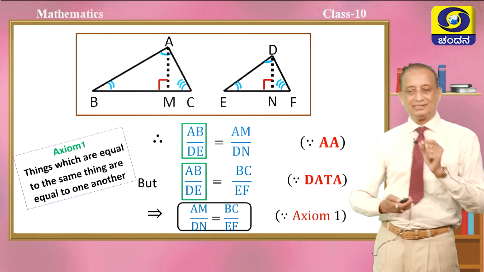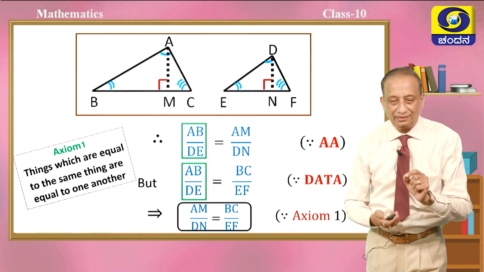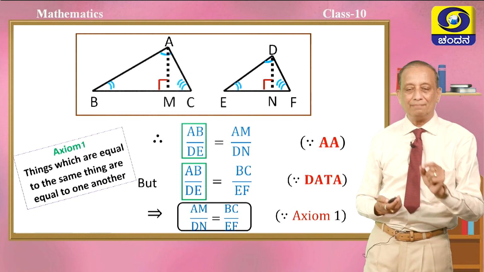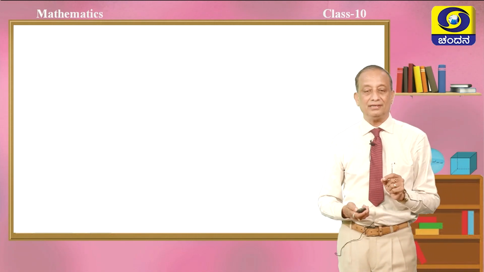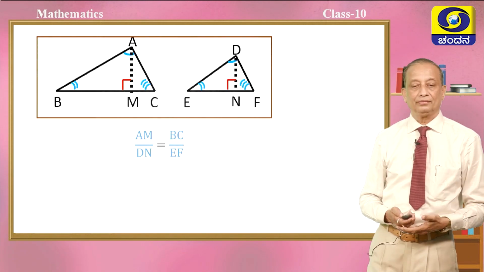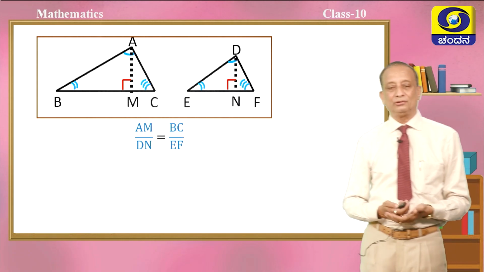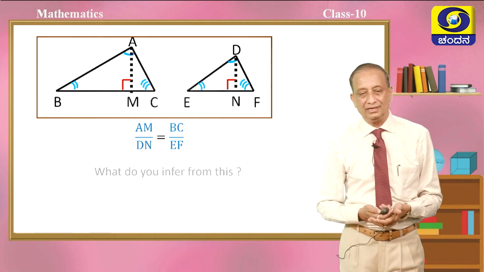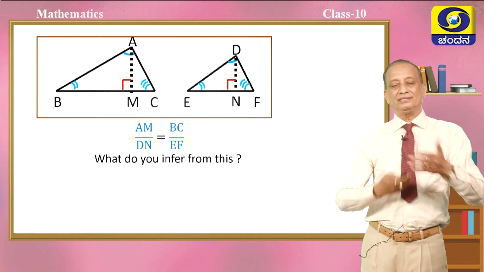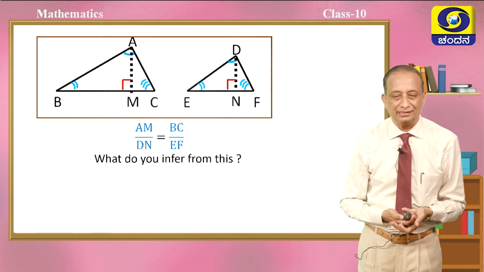So, let us take a small break and try to understand the meaning of AM by DN is equal to BC by EF in the next slide. Now, AM by DN is equal to BC by EF. Observe carefully the figure, children. What is the inference you can draw from this, children?